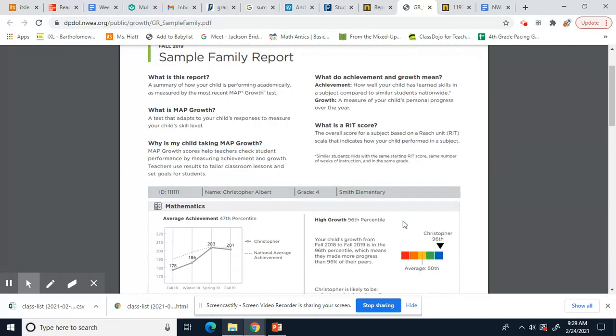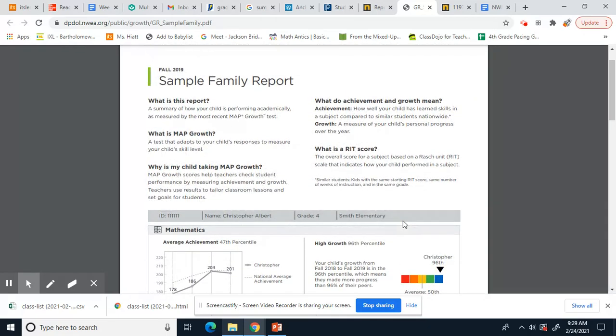I'm happy to talk to any of you about questions you have about this report. Again, this is the test that we took only a couple weeks into this semester. So this looks at your child's whole first semester, from August until December, and what their growth was there. That's what this report is going to tell you.